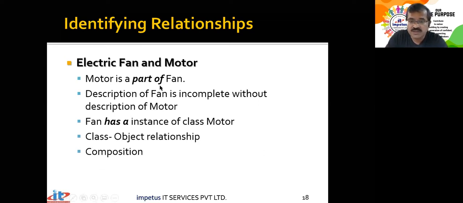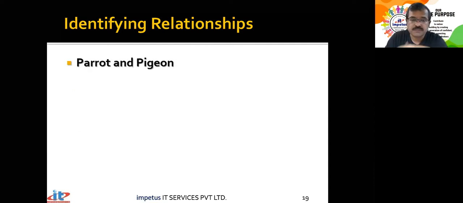It's composition, because the motor is a part of the electric fan. The electric fan has a motor. So it's composition. Keep in mind, composition is always class object, utilization is always class. So if there is a class object, it cannot be utilization. How about this?